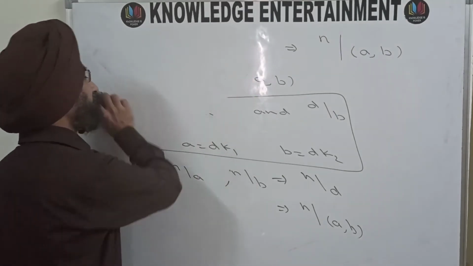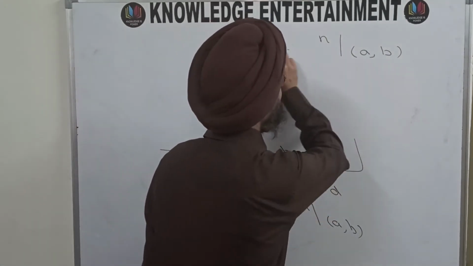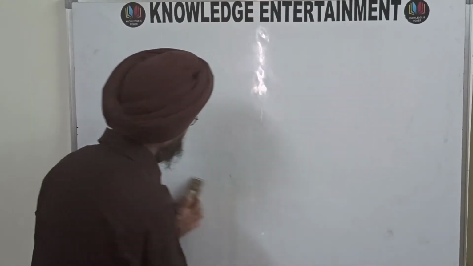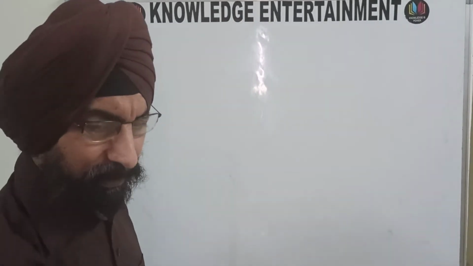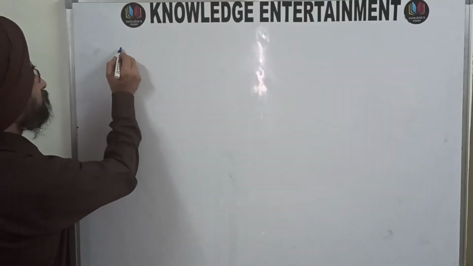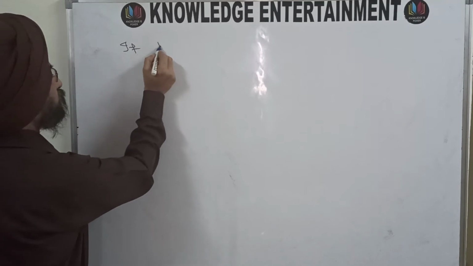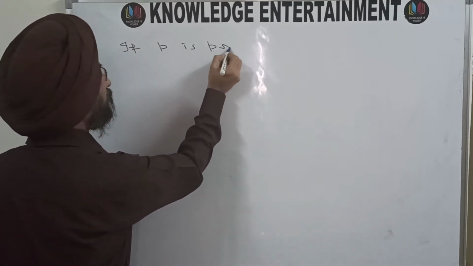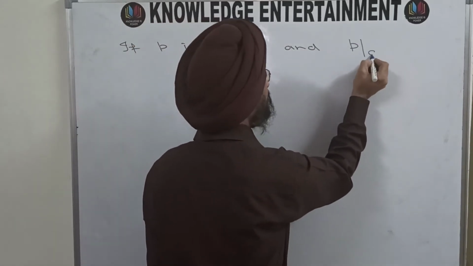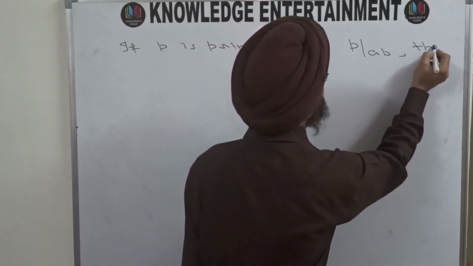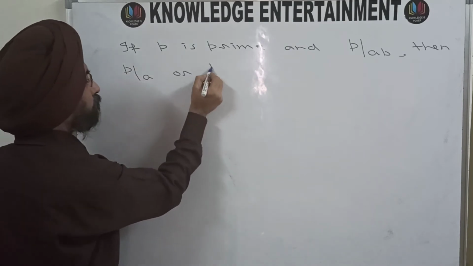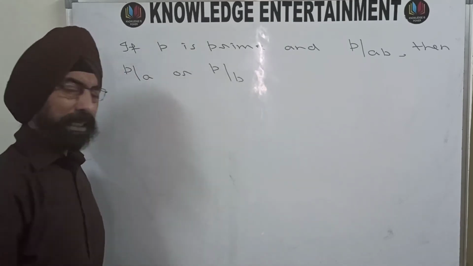There is another very interesting property, that if P is a prime number and P divides the product AB, then P must divide either A or B. So I am writing here, if P is prime and P divides AB, then P divides A or P divides B.